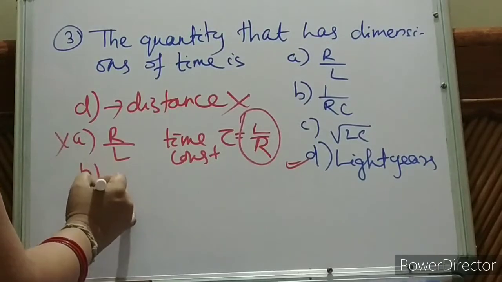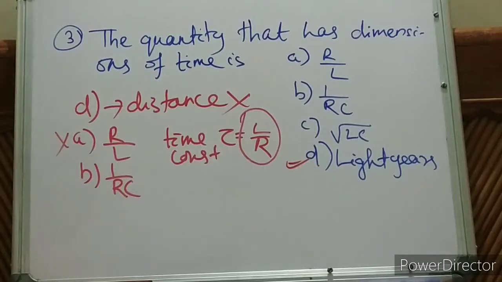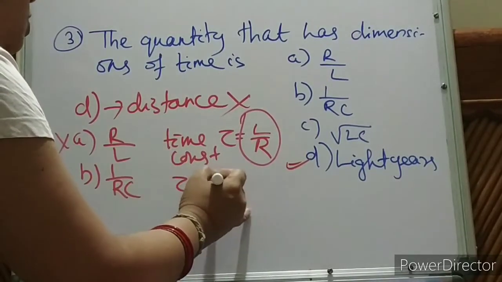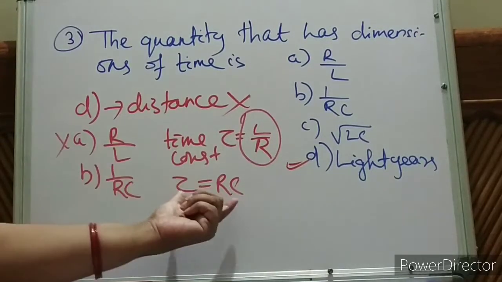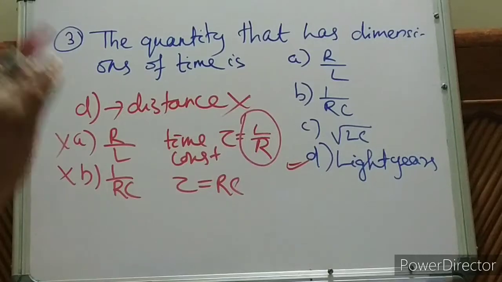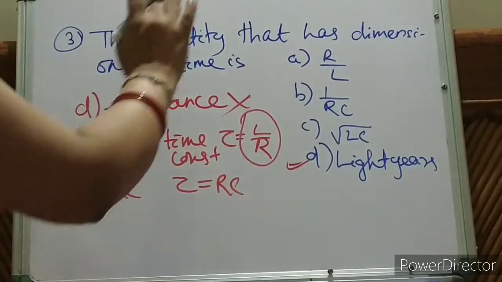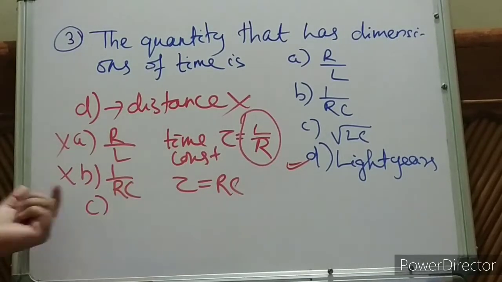Then we have to check 1 by RC. Option B. So what is 1 by RC? Again time constant tau is equal to RC. This thing you will study in class 12. Okay. So tau is RC, so 1 by RC is also not having the dimension of time. Now there is no option left, still we have to check option C. Is it visible, the last line?